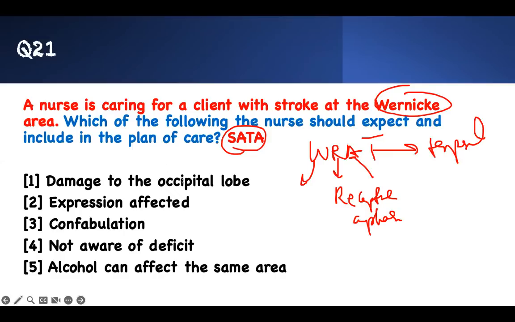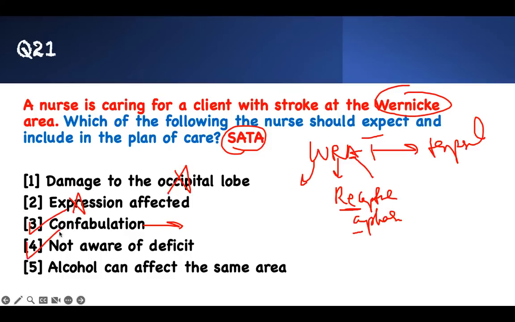So damage to the occipital lobe is not true. They have receptive aphasia. Their expression is not affected, so that option is not true. They make up things because of the receptive problem. They don't know what you're talking about, so they make things up. They can speak. Expression is fine, but understanding is affected. That's why it's called receptive. So they make up things. They confabulate. They are not aware of the problem.